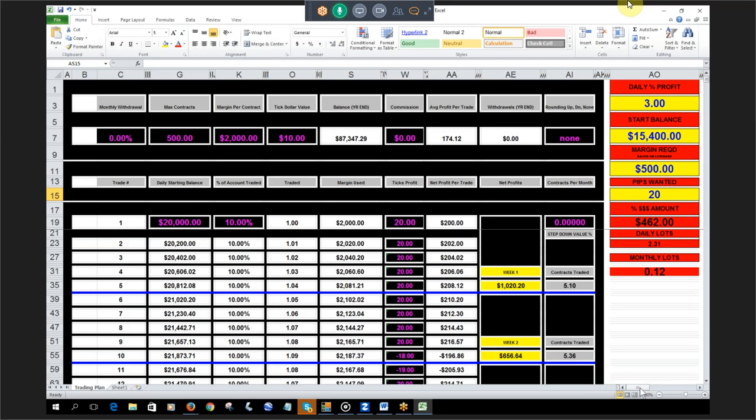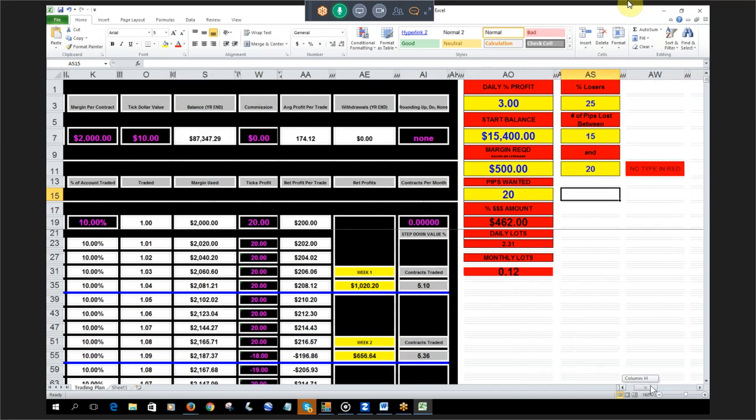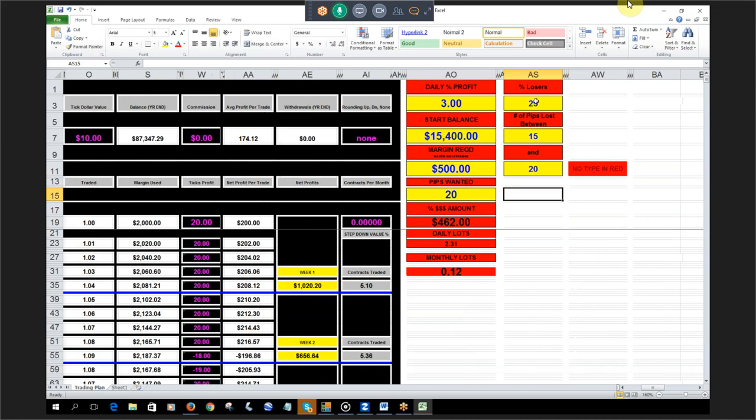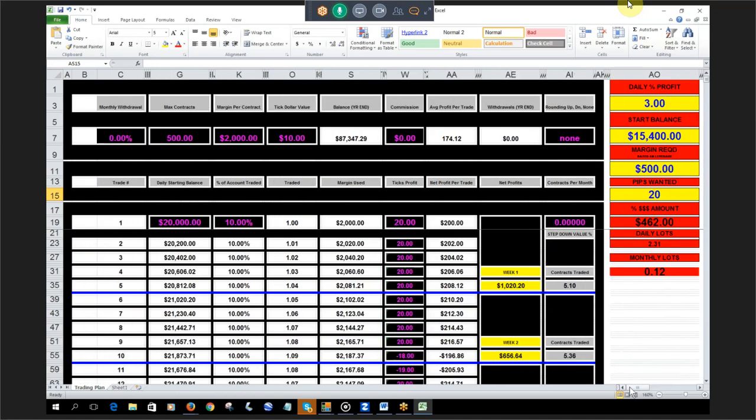And again, this is with 25% of the trades being losers and the stop losses being between 15 and 20. Now, I designed this to manage money and all that, but I don't do that anymore. It just got to be too much of a headache. But knock wood, nobody lost any money with me. And I didn't love it as much as I thought I would. That was the other thing.